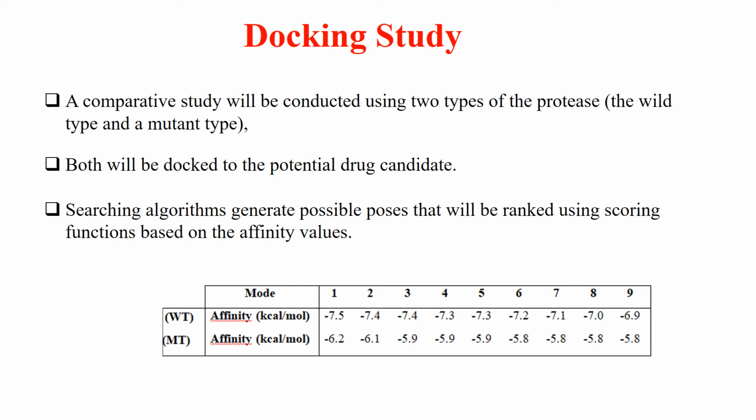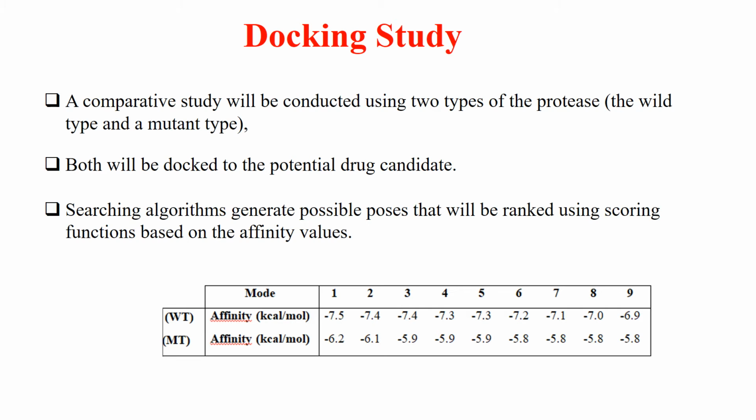A comparative study will be conducted using two types of the protease, not only the wild type but also the mutant type of the HIV-1 protease. Both will be docked to the potential drug candidate in the binding site location. Searching algorithms generate possible poses, which are 9, that will be ranked using scoring functions based on the affinity value. As you can see, the first pose is the best for both complex compounds.